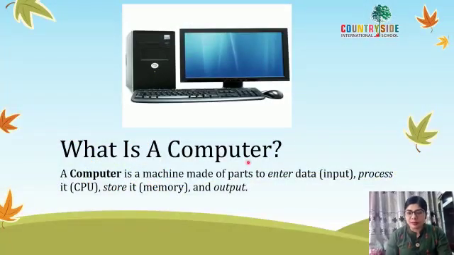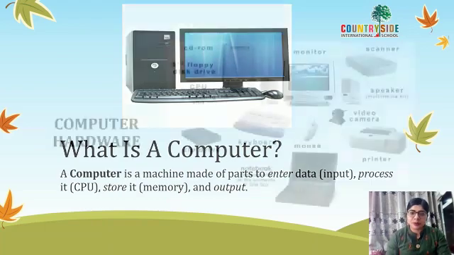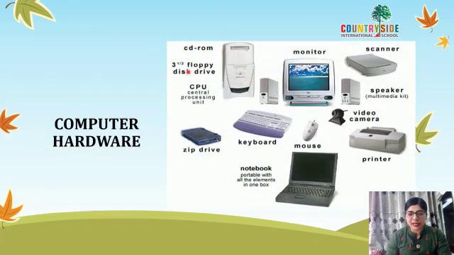So children, what is a computer? A computer is a machine made of parts, right? To enter data, that is done through input devices. To process it, which is done through the CPU. To store it, that means the processes which are being done are stored in the memory of the computer. And output is being shown with the help of output devices. Basically, a computer has two parts, hardware and software.